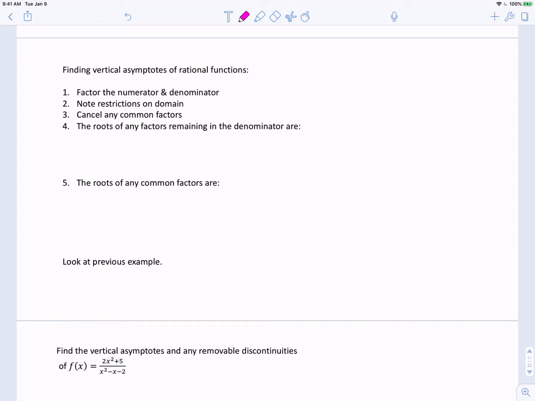In this next section, we're going to talk about finding vertical asymptotes of rational functions. So I have listed here the 4 steps that we're going to take. So first, we're going to factor the numerator and denominator, noting any restrictions on the domain. We're going to cancel any common factors, and the roots of any factors that are remaining in the denominator are vertical asymptotes.